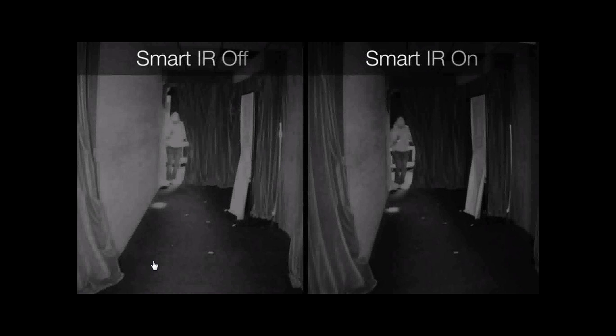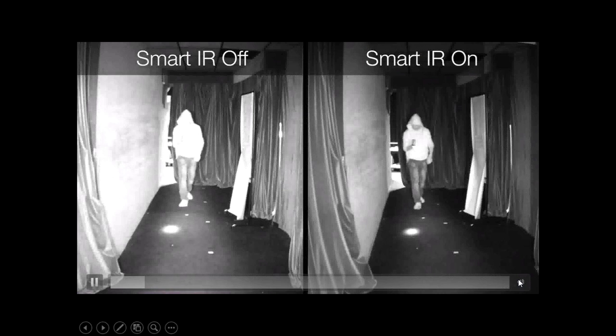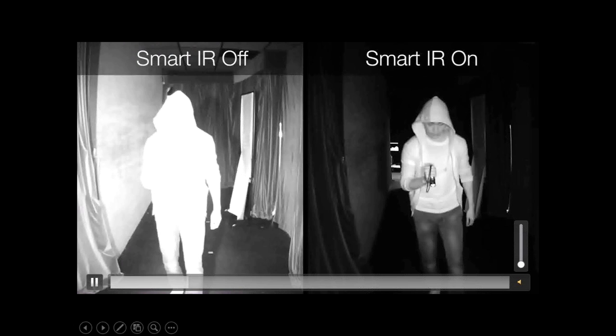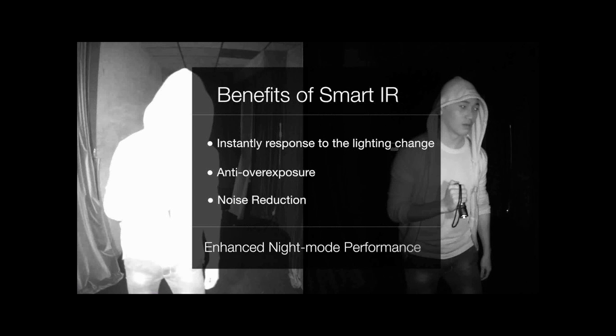In this short video, we're going to show you a little bit more in detail what we mean. So as you can see, as he gets closer and approaches the camera, I completely lose the subject. He just becomes a white object on my screen. But with Smart IR on, I never lose the subject. He can't get close enough to the camera where I lose any of his facial features or even what he's doing, the activities that he's doing.